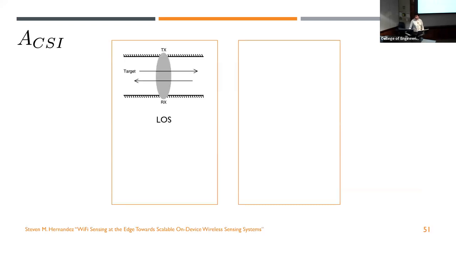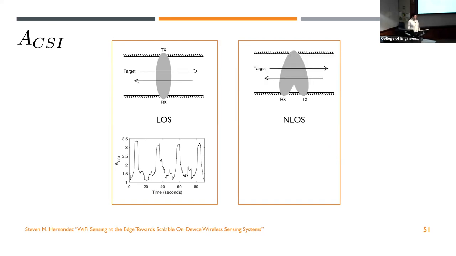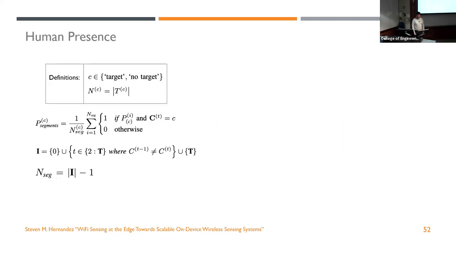So if we look at this ACSI metric that we created here, the line of sight case, we can see, does give us really good peaks. So there were four passes through the environment in this case. And similar for non-line of sight cases, we also see a similar result. We have four peaks here. So it's really easy using this channel state information, compared to RSSI, to track as the person passes by.